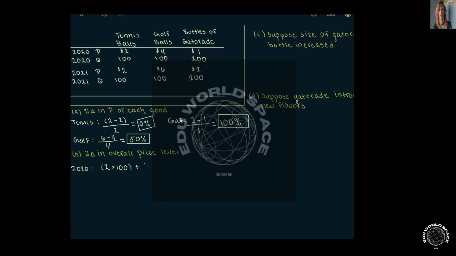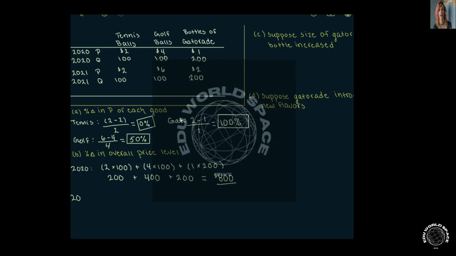And that gets added to the product of each of the other goods' prices and quantities. So for golf balls, we have $4 times its quantity of 100. And for Gatorade, we've got its price of $1 times its quantity of 200. Let's simplify this. This gives us 200 plus 400 plus 200, which gives us a total price, or the cost of this market basket, which is equal to 800. We're going to want to remember that. We'll need that in a little while.